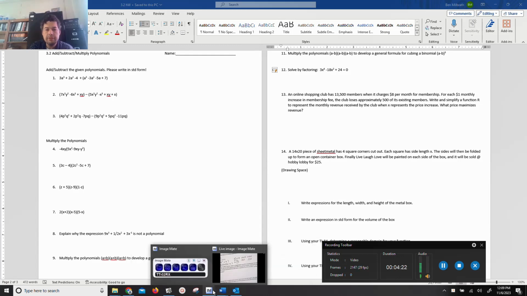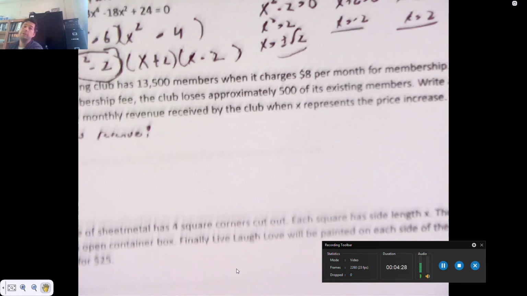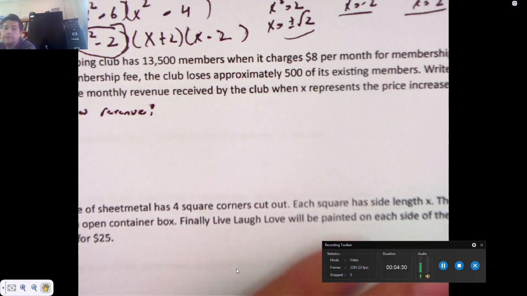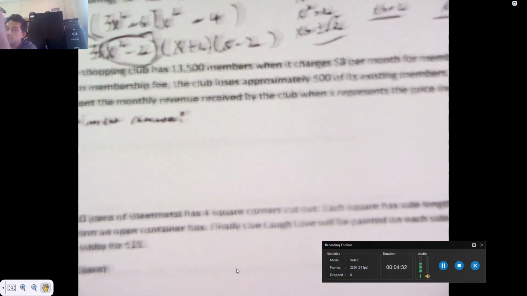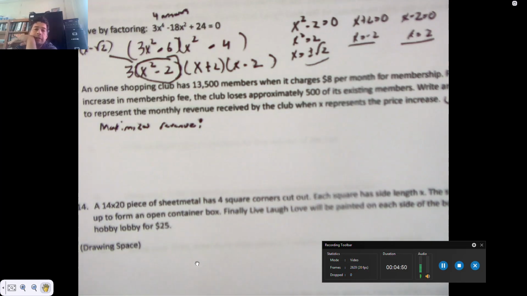All right, so back to this. I modified the question on 13 because I didn't quite like it because it wasn't asking what I thought was the most important thing. Most important thing is what price do you charge to maximize revenue? So an online shopping club, and I know you kids are like, why would anybody pay money to be part of an online shopping club? Have you heard of Amazon? I pay money for that free shipping and other stuff, Prime Video, stuff like that.